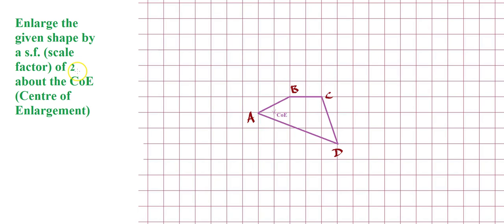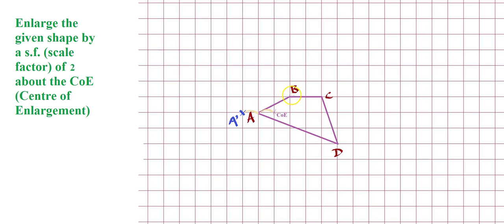So let's deal with, for example, point A. The scale factor is 2, so how do I get from the center of enlargement to A? In this case it's pretty simple. I just go 1 to the left. That's scale factor 1. I repeat, that's scale factor 2, and I now know that this here is point A dash. That's the image of A after it's been enlarged by a scale factor of 2.